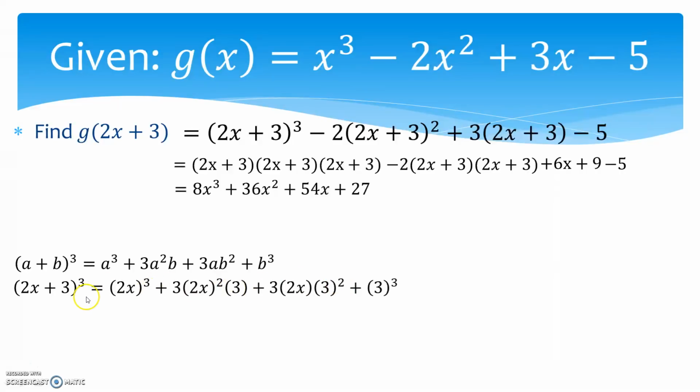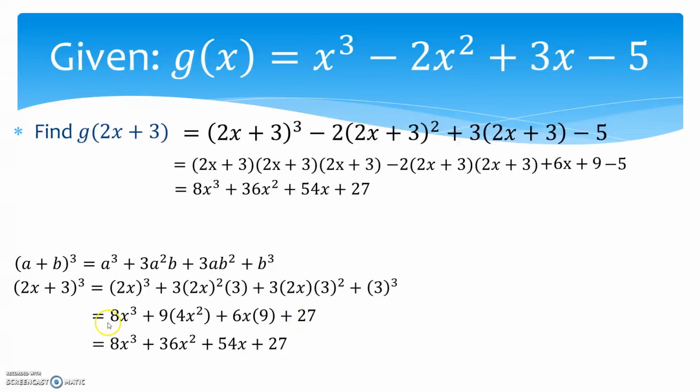Tapos wala na. So simplifying that, we have the cube of 2x is 8x cubed plus, ito kasi the square of 2x is 4x squared, and then tinimes ko na yung 3 and 3 dito, so equals 9. Plus, ito, 3 times 2x, 6x. The square of 3 equals 9. Then the cube of 3 is 27. So we have 8x cubed. 9 times 4x squared is 36x squared. 6x times 9 equals 54x plus 27.